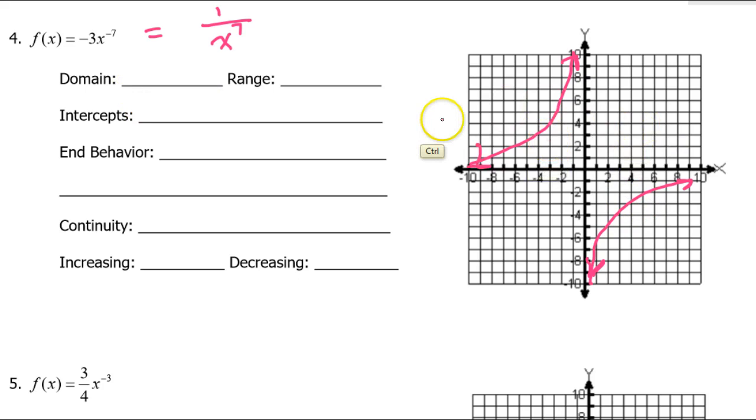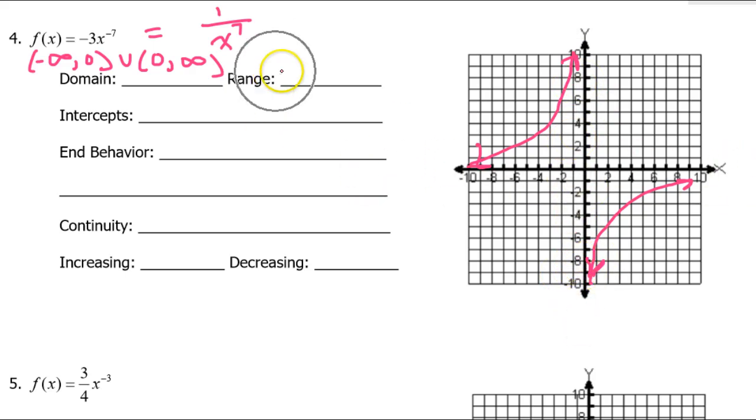Okay, so looking at this picture, the domain, we've got this vertical asymptote here, so I've got to be careful. So it's going to be negative infinity to 0, union 0 to positive infinity, or I've got to leave out the y-axis. And the range is going to be really the same thing, even though I'm looking up and down. It goes from negative infinity to 0. I have to leave out 0. So negative infinity to 0, union 0 to infinity, okay, here to here.